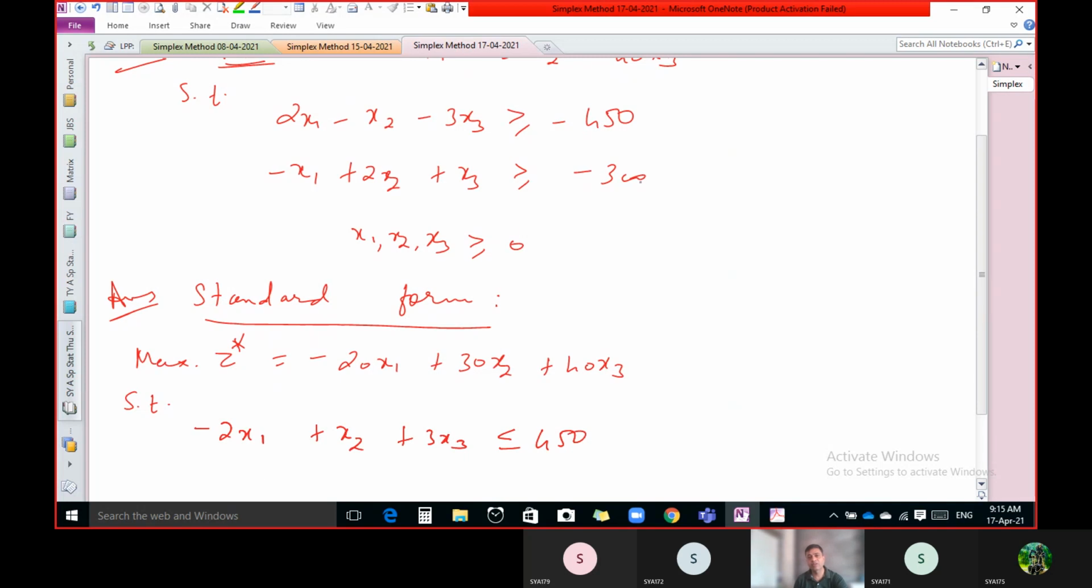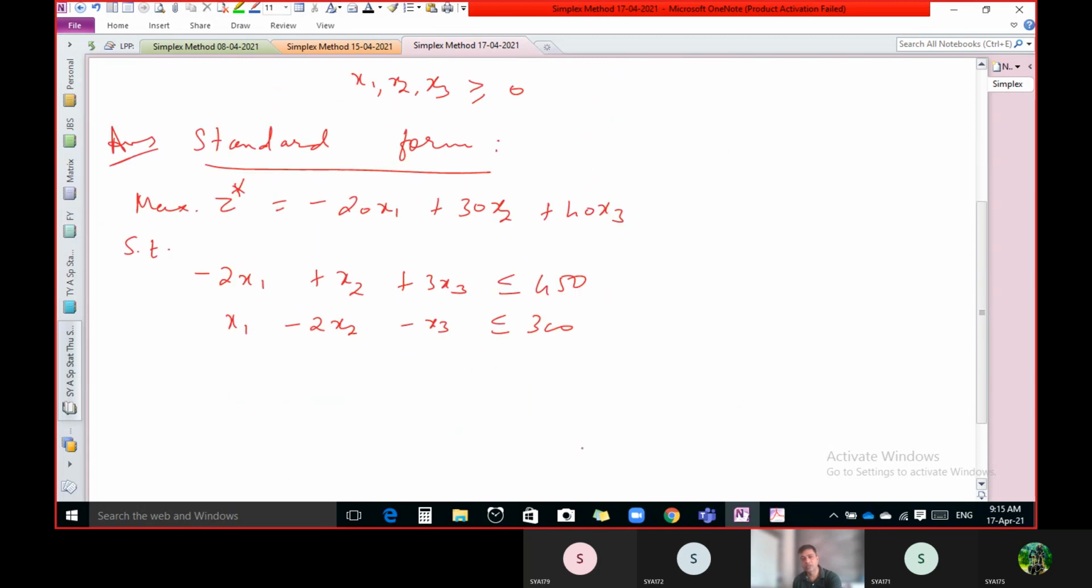Second one, this is also minus, so multiply by minus 1, so we get x1 minus 2x2 minus x3 less than or equal to 300, and you have to write x1, x2, x3 greater than or equal to 0.